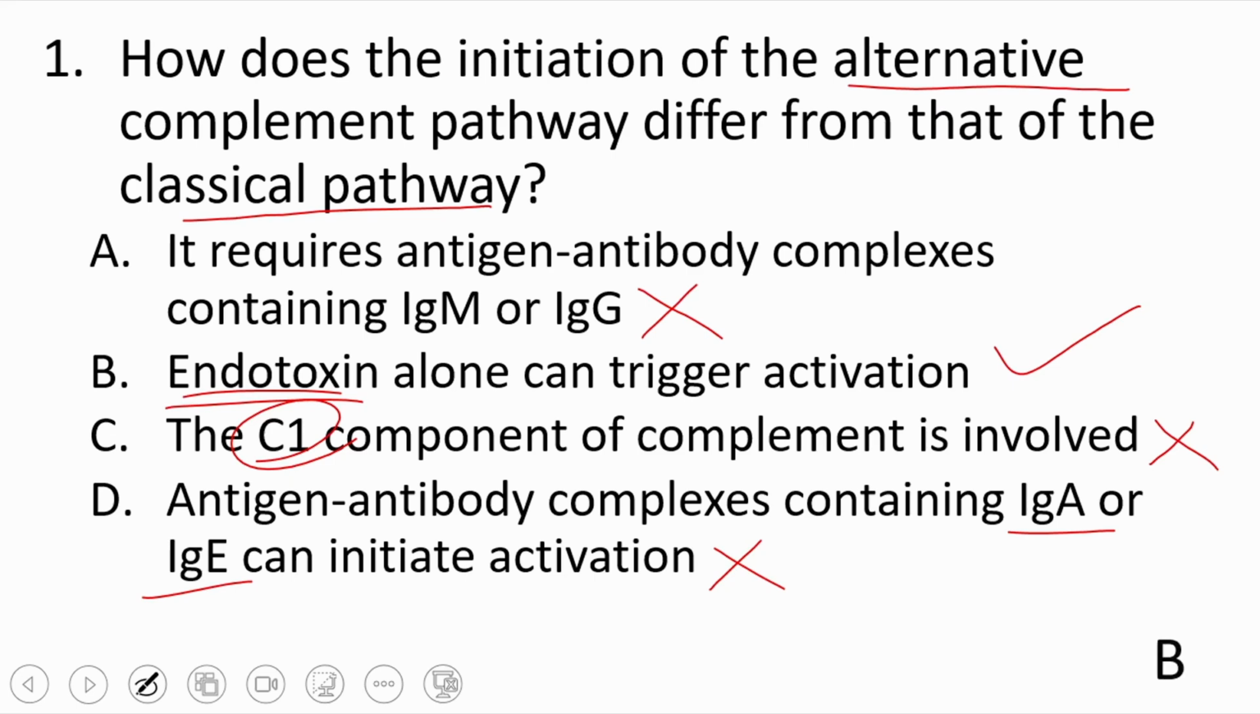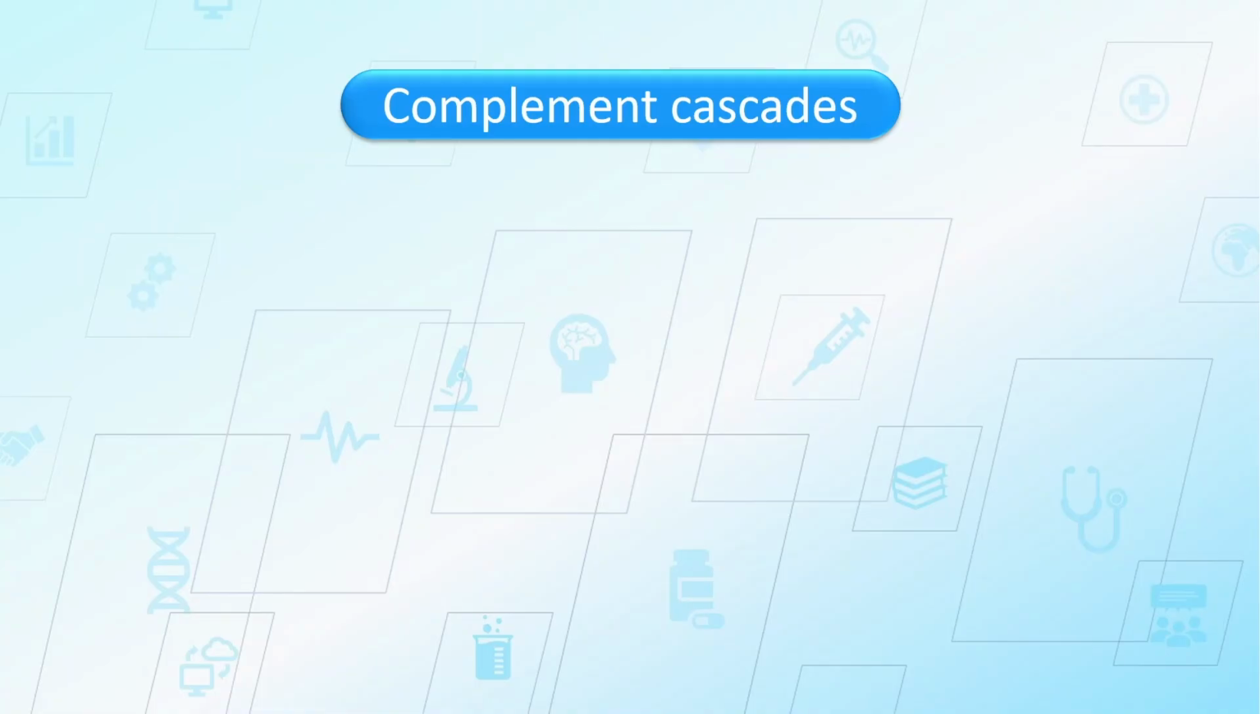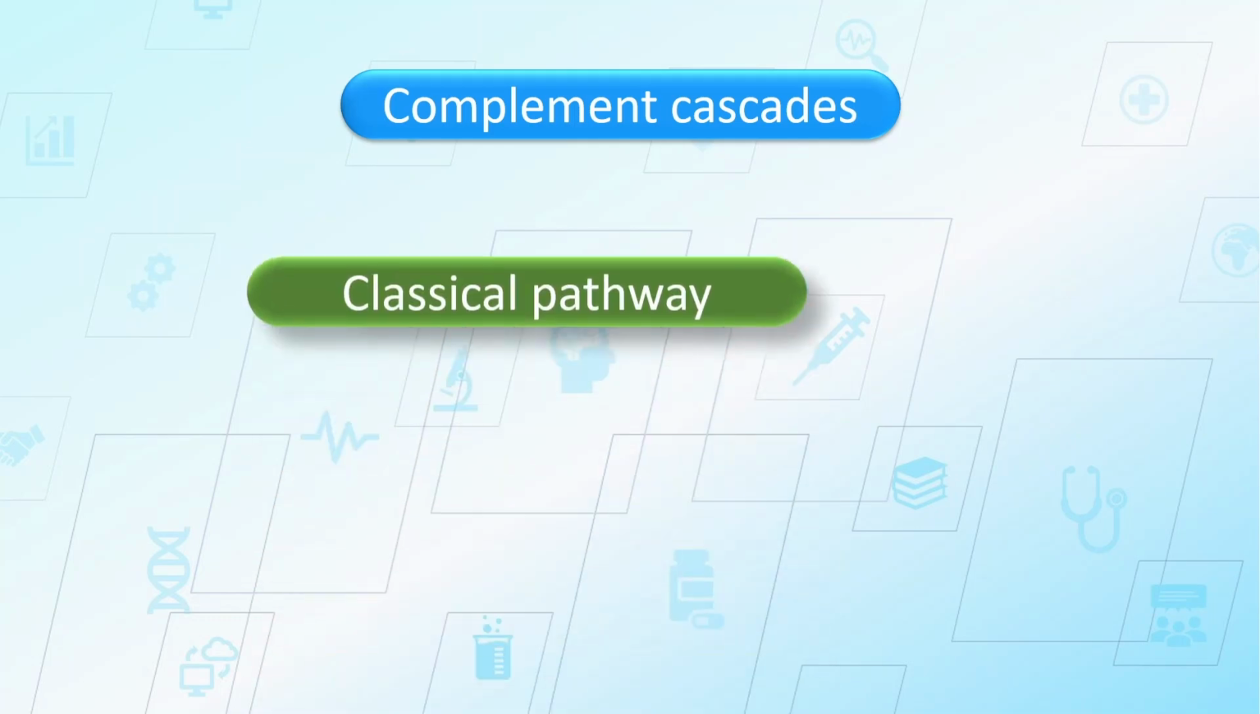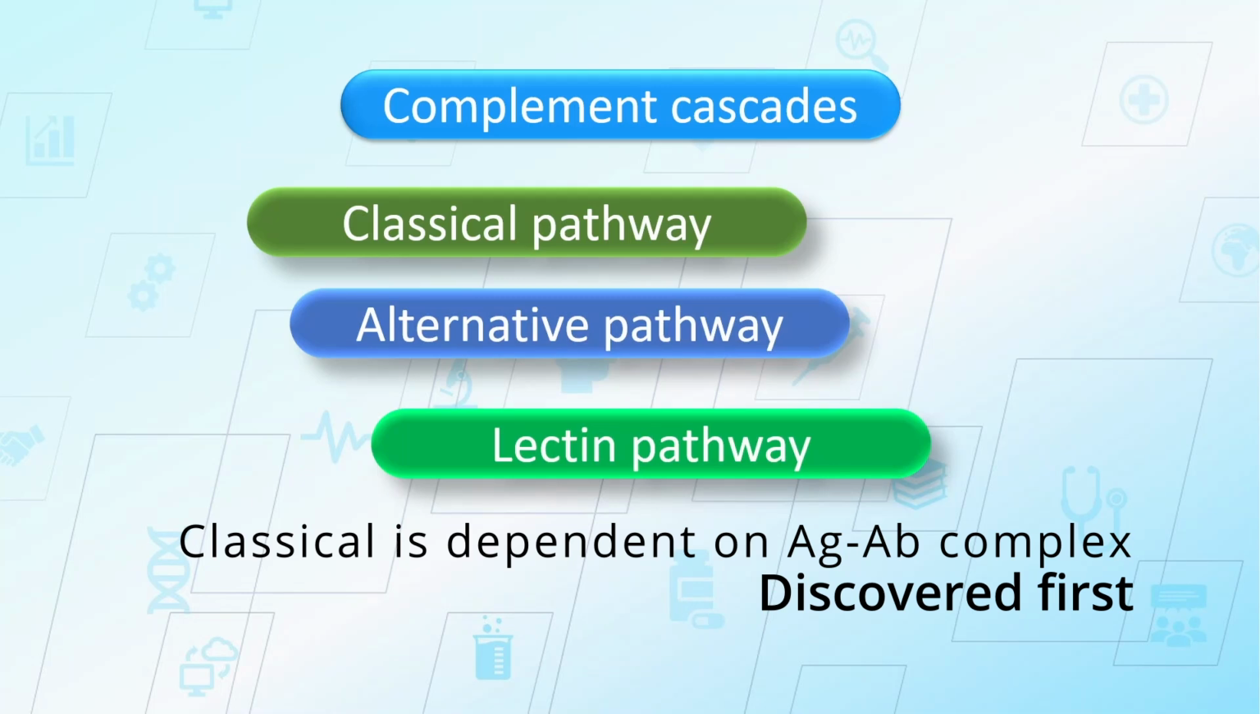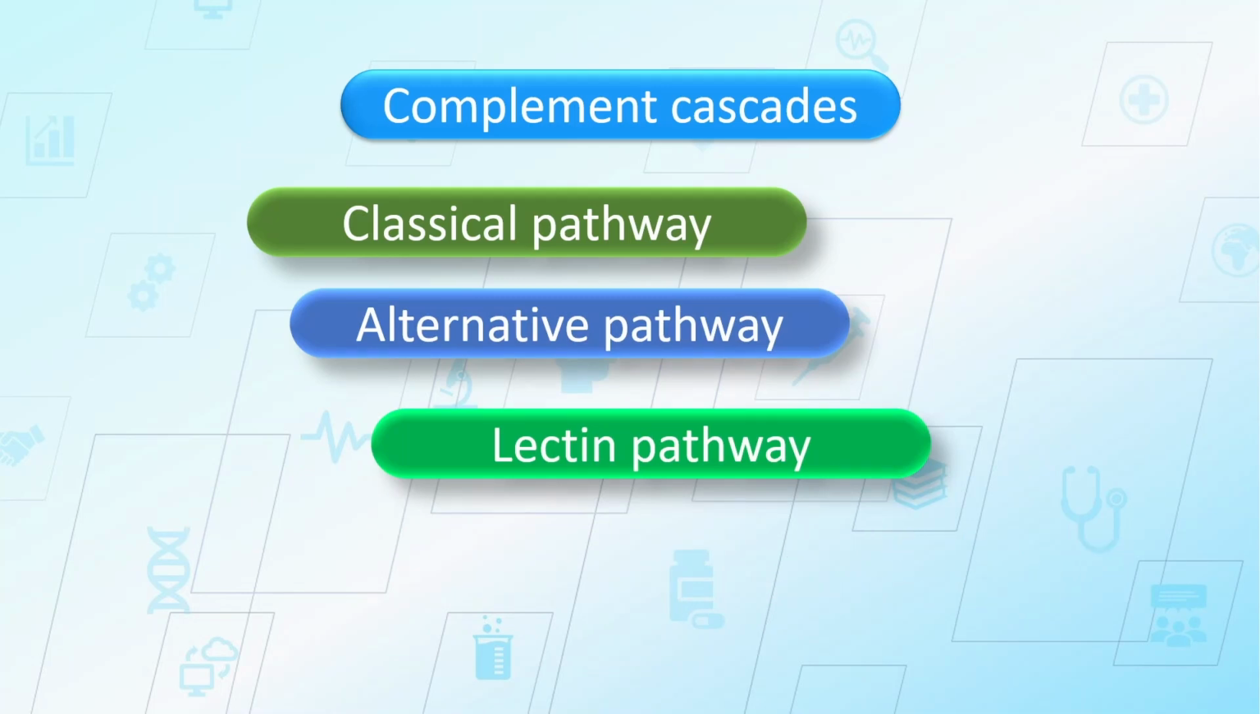B. That's correct. So what's the difference in activation of these complement systems? So there are three pathways: the classical pathway, alternative pathway, and lectin pathway. The classical pathway was discovered first, that's why it's called the classical pathway. But later on, when they did further experimentation, there were other mechanisms of activating the complement system, so they called it the alternative pathway. And there is also a completely innate defense mechanism, which is not dependent on the antibody, and it activates the complement pathway similar to the antibody dependent pathway, and they call it the lectin pathway.